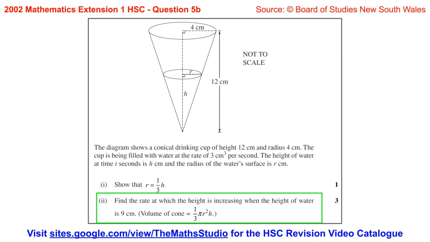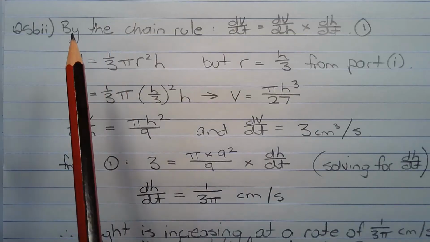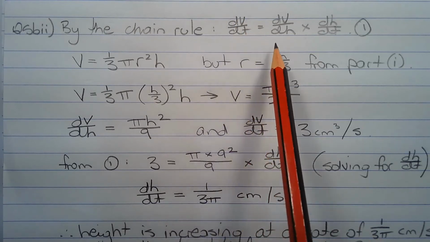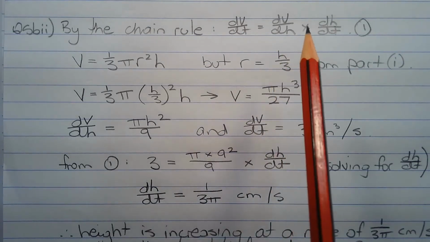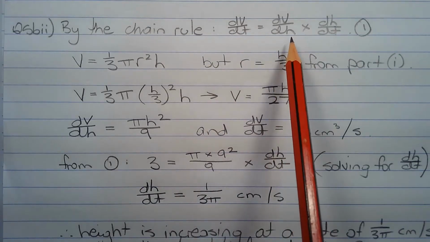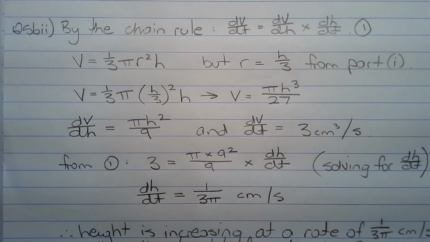Part 2. Find the rate at which the height is increasing when the height of water is 9 centimeters. Volume of cone equals 1/3 pi r squared h. By the chain rule, dV/dt is equal to dV/dh times dh/dt, where V represents the volume of water in the cone at time t and h represents the height of water in the cone at time t. We'll call this equation number 1.